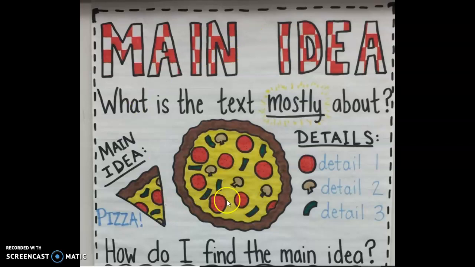So we'll look at our pizza analogy. The whole pizza is our main idea. That is the main product. All of the little toppings are the details. So pepperoni is detail number 1. It supports the main idea of the pizza. And then you have mushrooms and peppers or something that are other details that back up what this main idea is saying.